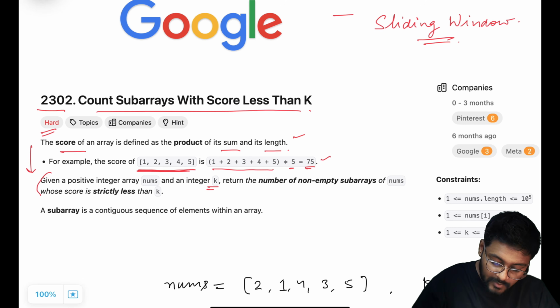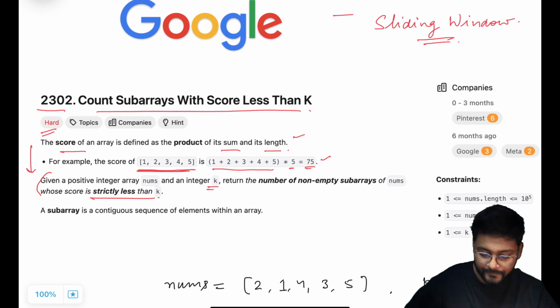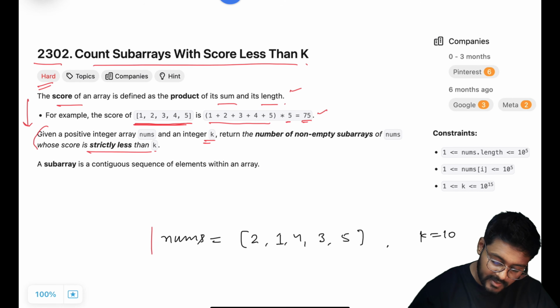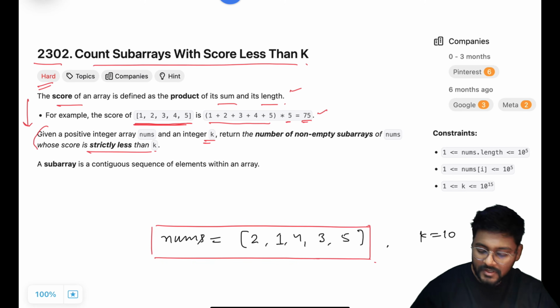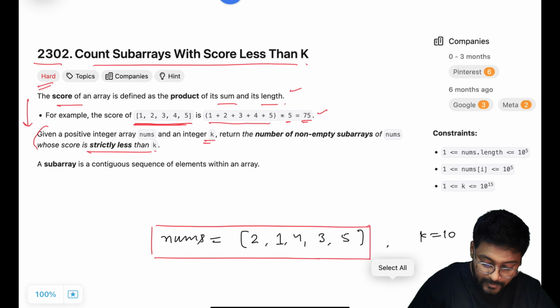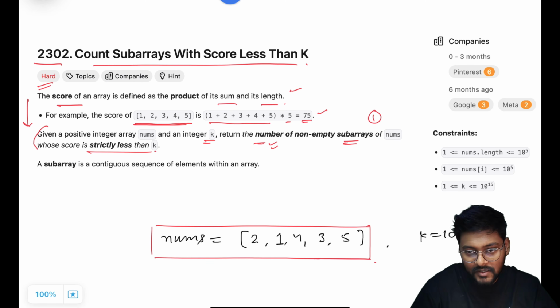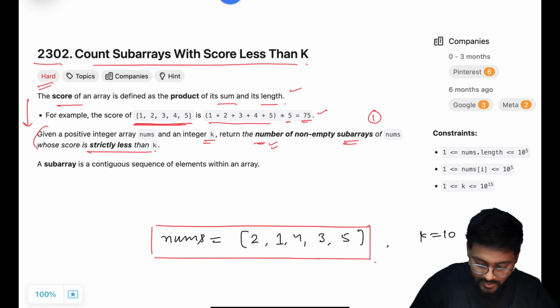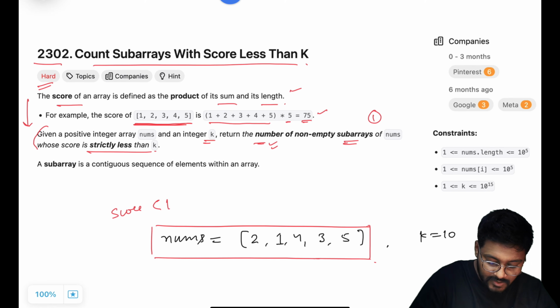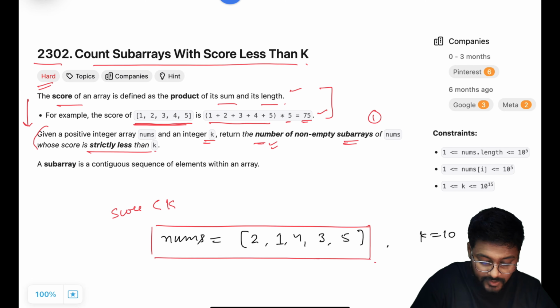Now what we have to do is, given a positive integer array nums and an integer k, return the number of non-empty subarrays of nums whose score is strictly less than k. In this example we are given an integer array, and from it we need to return the number of non-empty subarrays. Non-empty means at least one element is there, and we just count how many subarrays follow the condition. The condition is that the score of that subarray is strictly less than k, not even equal. And the definition of score is already given in the problem statement.